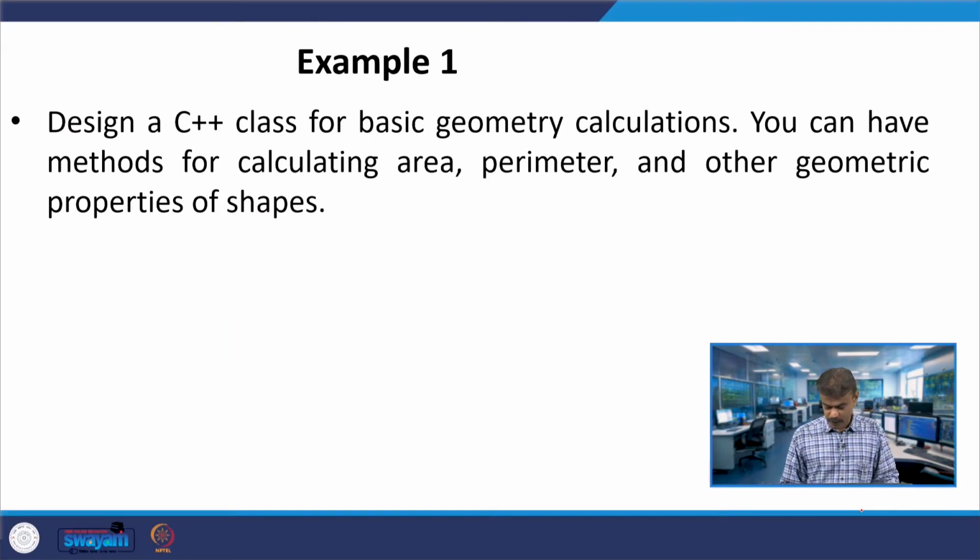Now you can think of problems like this. This is a simple program. Design a C++ class for basic geometry calculations. You can have functions or methods for calculating area, perimeter and other geometric properties of shapes. Suppose you are given a program like this, you have to write a member function that calculates area, perimeter and other geometric properties of shapes. This we will see, how we are going to write.